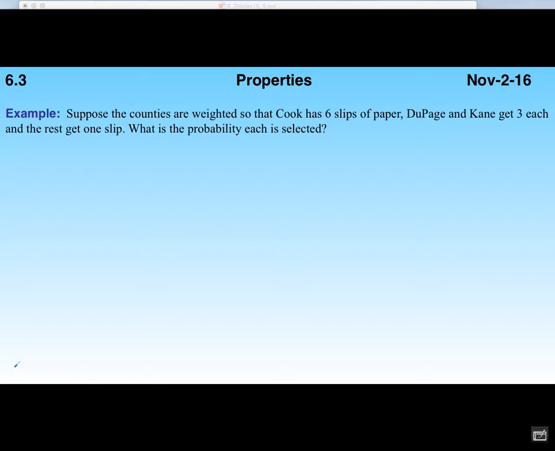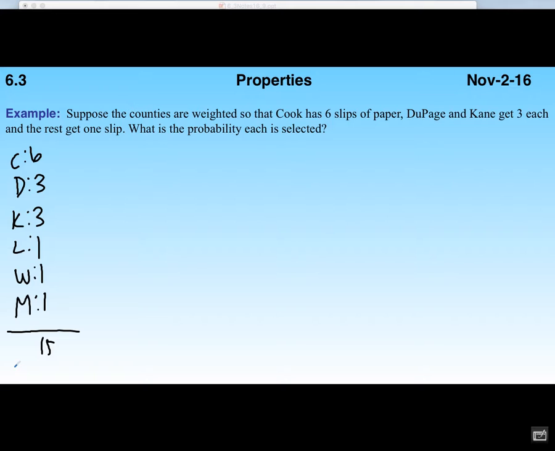I'll add up the number of sheets of paper. Yeah, you're going to start by figuring out how many slips of paper I'm putting in this hat. So Cook got 6, DuPage got 3, Kane got 3, Lake got 1, Will got 1, McHenry got 1. If you add them all up, there's 15 slips of paper total. Now, please know that this 15 is completely unrelated to the 15 from the previous problem. The previous problem, the sample space, the size was 15. This is unrelated to that 15.